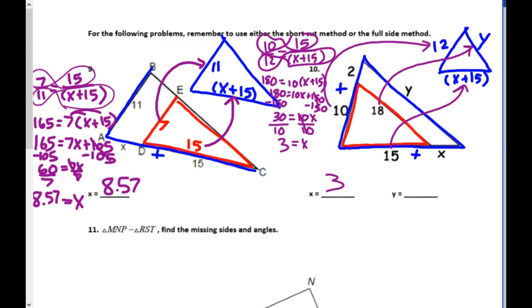Do the same thing with y. So take the one I know, which is 10 over 12. And that equals 18 over y. Cross multiply: 10y equals 12 times 18. That's 216. Then we divide by 10. Hit Control Enter, you get 21.6.